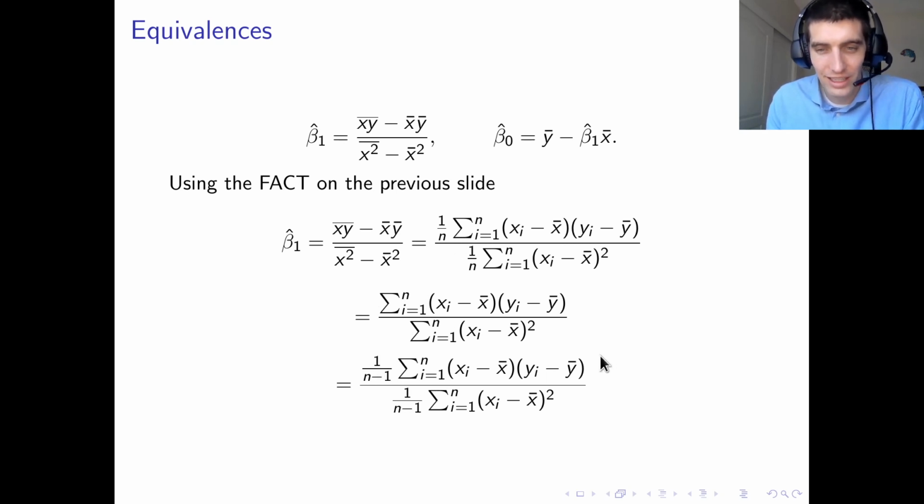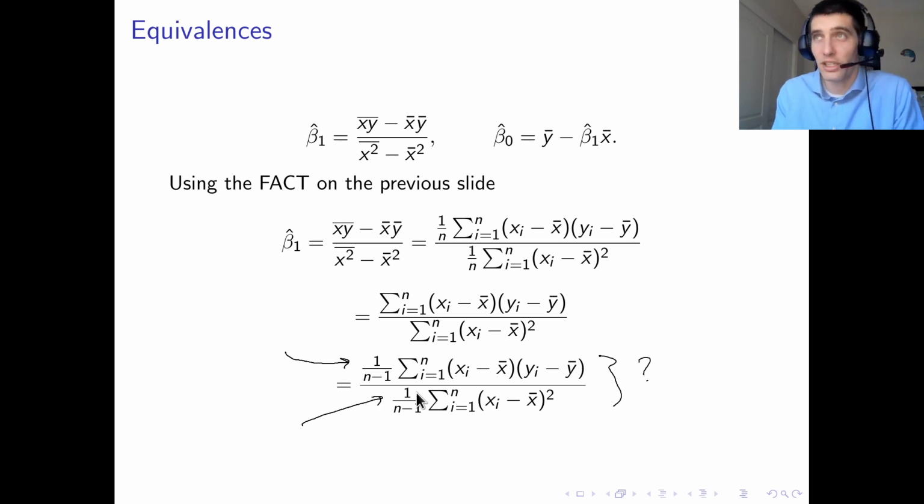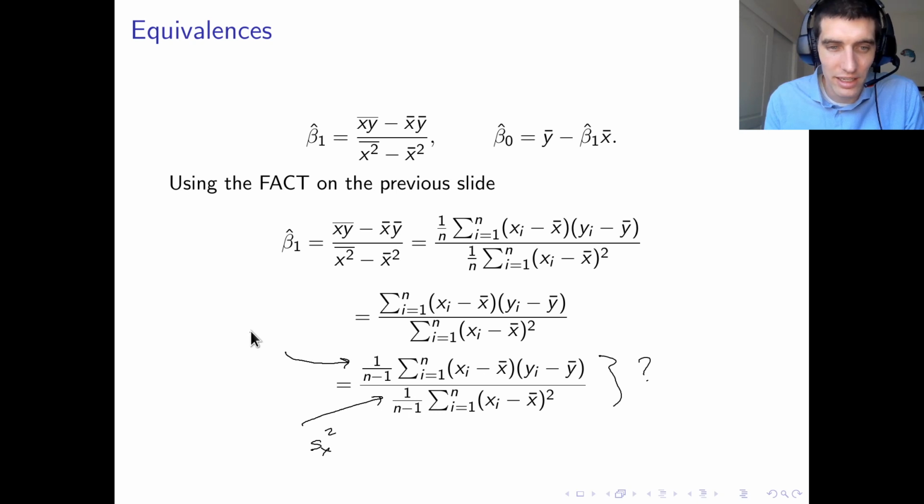Why would we want to do this last thing? Well, does anybody recognize this term or this term? Yes, I can hear those of you who are screaming into your microphones. This is the sample variance of x squared, right? When we divide by 1 over n minus 1, we get the sample variance, and this on top here is the sample covariance between x and y.